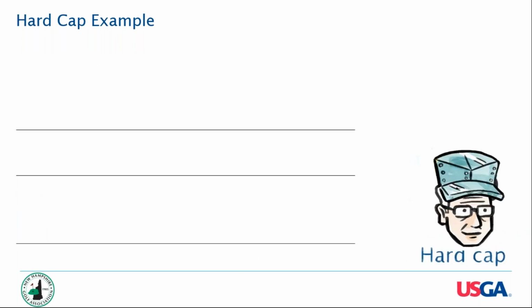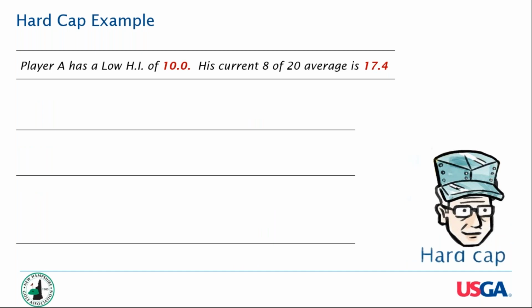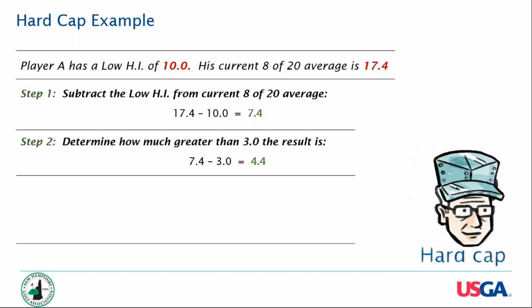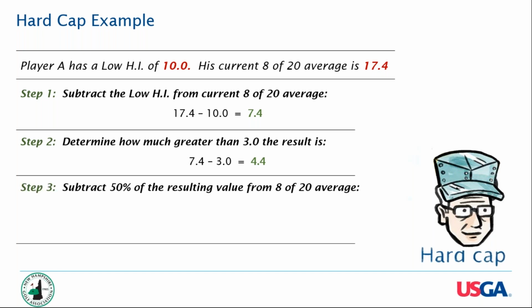All right, and now the hard cap example. They have a low handicap index of 10, and now their current 8/20 average is 17.4. Going through those same steps here, we have 17.4 minus 10, so that's 7.4. Then we determine how much greater than 3 the result is, which is 4.4. Then we take 50% of that, so 17.4 minus 2.2 brings us to 15.2.